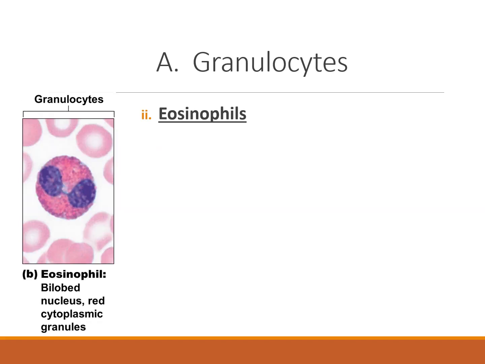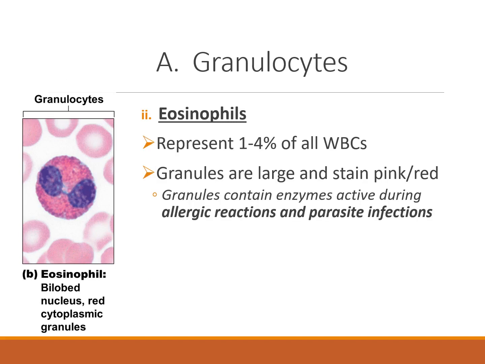So our second granulocyte is called an eosinophil. Now if you notice, they're quite a bit different than neutrophils. The nucleus is not as lobed, so there's not as many lobes. And those granules in the background are super bright, kind of reddish orange. So they stain very bright.